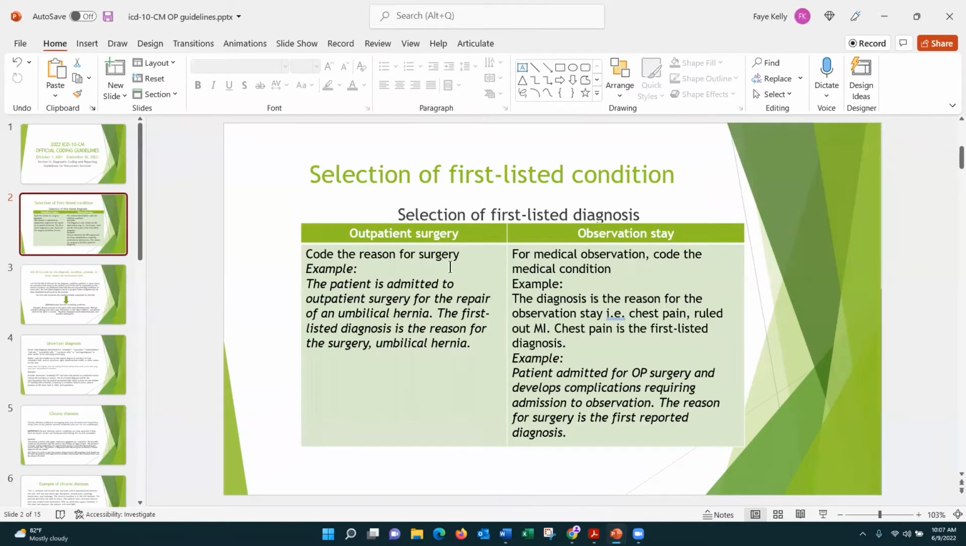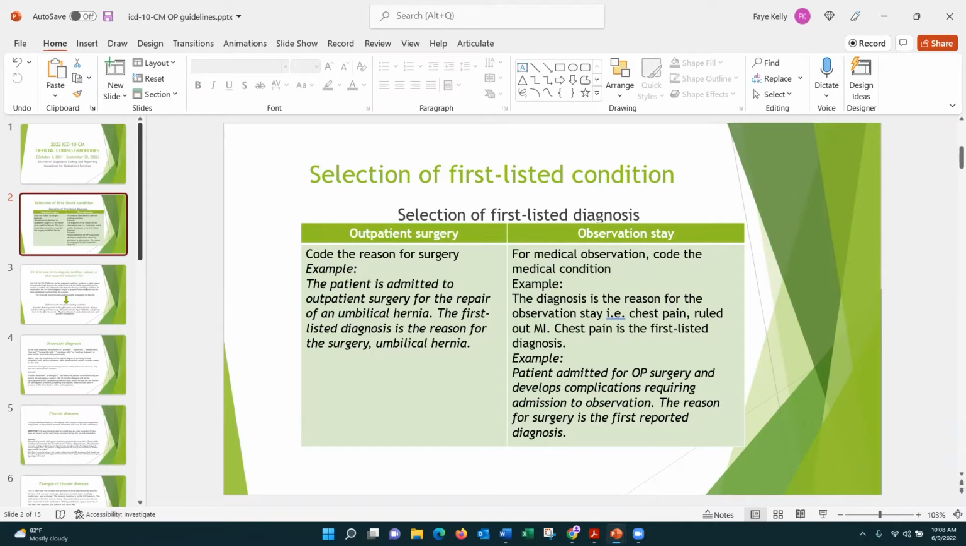The first listed condition discussed in the guideline is outpatient surgery. When a patient comes in for outpatient surgery, which is also called same-day surgery, which is basically what you all have been coding in the virtual internship, you're going to code the reason for the surgery as your first listed. Why did the patient come in for the surgery? Even if the surgery is not performed because of a contraindication.